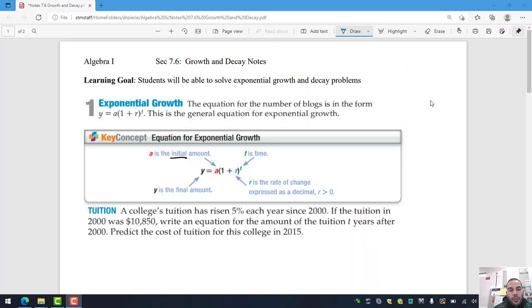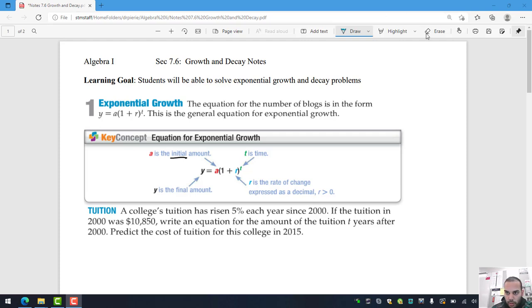All right, guys, so in this section, we're going to continue along with exponential growth and decay. When you first look at these notes, it might look a ton different from what we've already been doing, but you're quickly going to realize it's basically the exact same thing that we learned about in 7.5. All this is a different way to break down that equation we learned about earlier.